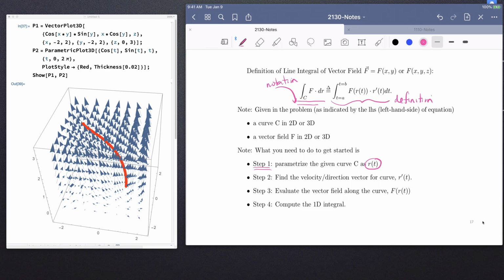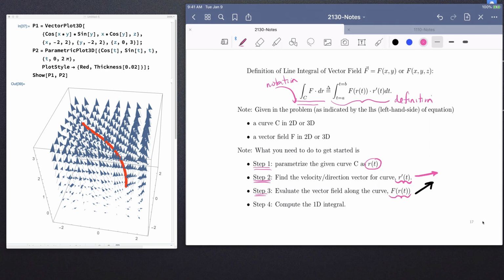Then at step 2, you need to find the velocity vector. Step 3, you'll need to find the vector field along the curve. So there's a vector field along the curve. Then there will be a pink arrow, which is the direction of the curve.